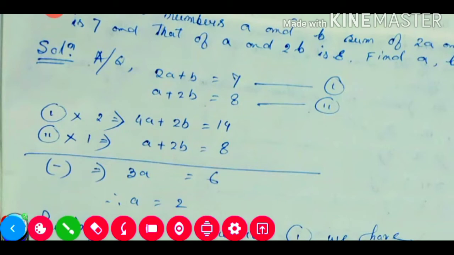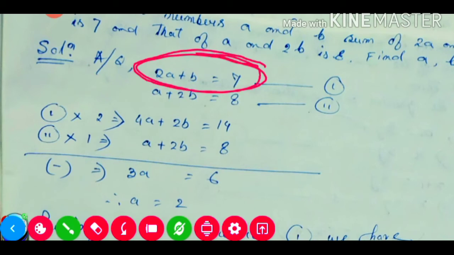So equation number 1, this equation, we need to multiply. Which one do we need to make equal? Suppose we are making b equal. So equation number 1, we need to multiply this equation by the coefficient of b of the second equation. Second equation b coefficient is what? 2. So with this 2 we need to multiply equation number 1. All this, first term, second term, and this right hand side, all of it we need to multiply by 2. So 2 into 2, 4a, plus 2 into b will be 2b, is equal to 7 into 2 will be 14.